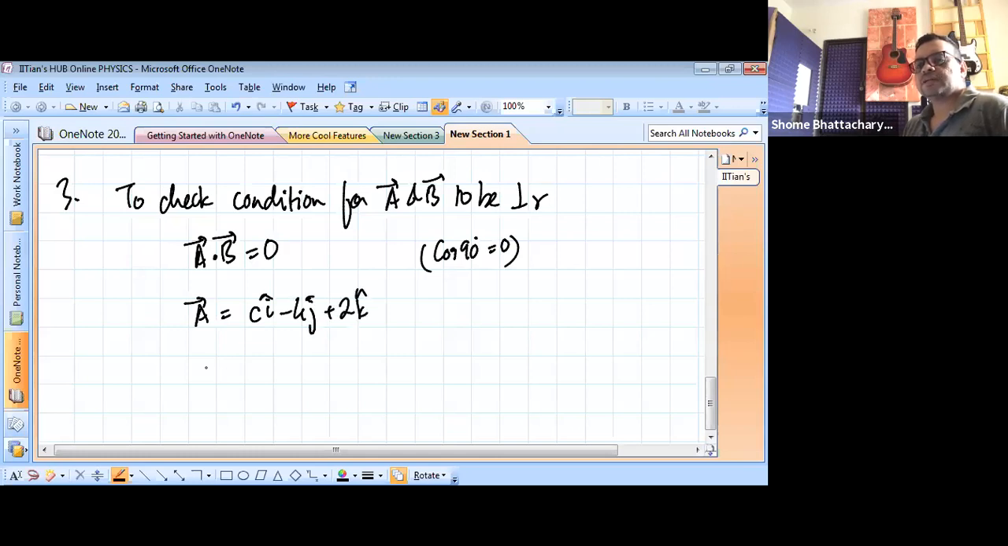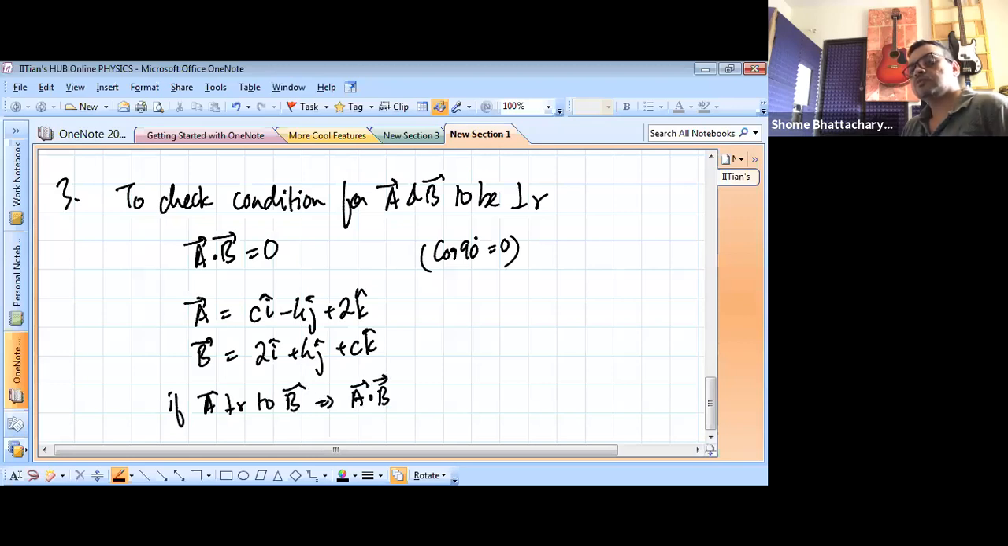And vector B also has one component unknown, but in terms of the same variable C. Vector B is given to us as 2, 4, C. So 2 i cap plus 4 j cap plus C k cap. The easy way here is that if E is perpendicular to B, then E dot B should be 0. So we'll just apply the condition on C now. As you can see, 2C minus 16 plus 2C, this whole thing should be 0.